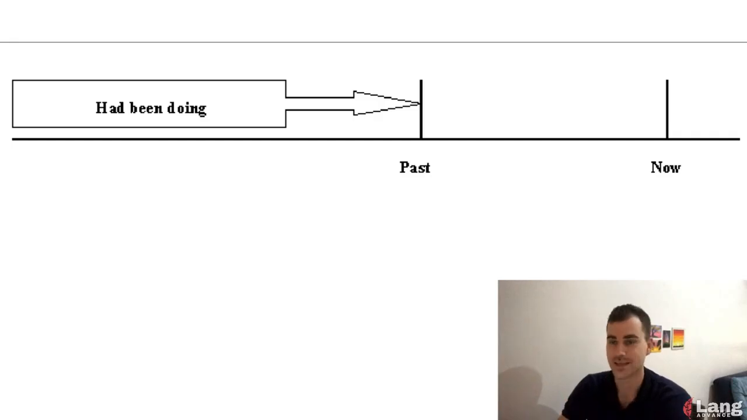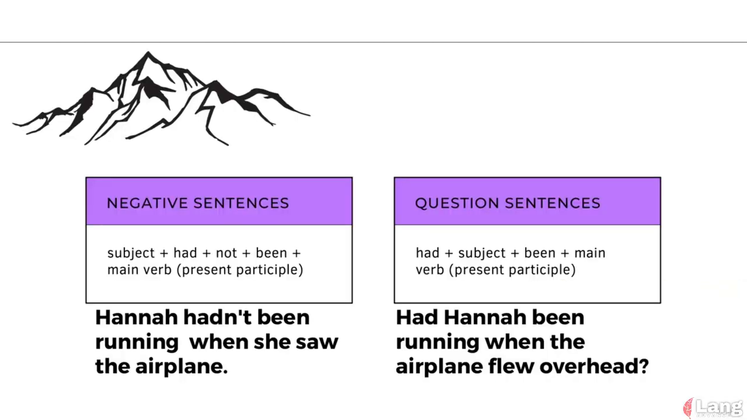Look at the chart again. The airplane flew overhead at the point past. She had been running for some time before that point. For negative sentences and question sentences, the structure is a bit different. For negative sentences, we can say, Hannah had not been running when she saw the airplane. Or you can say, Hannah hadn't been running. For question sentences, the structure is like this. Had Hannah been running when the airplane flew overhead?